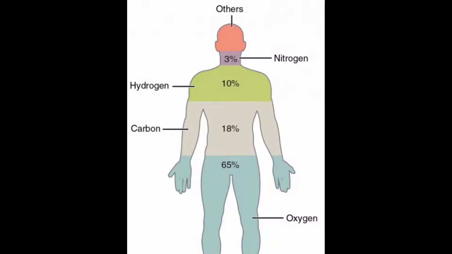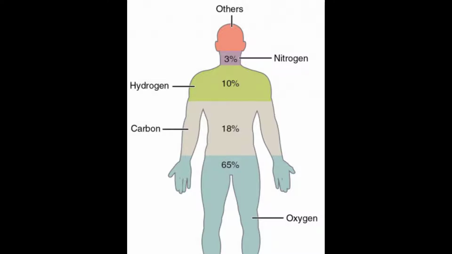For example, the compound glucose is an important body fuel. It is always composed of the same three elements, which are carbon, hydrogen, and oxygen. Moreover, the elements that make up any compound always occur in the same relative amounts. In glucose, there are always 6 carbon and 6 oxygen units for every 12 hydrogen units. But what exactly are these units of elements?